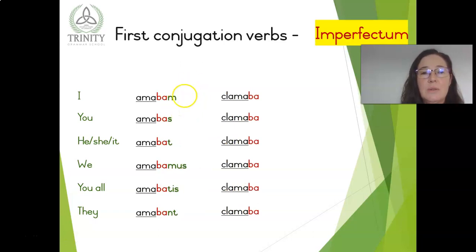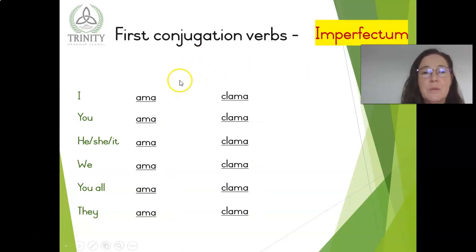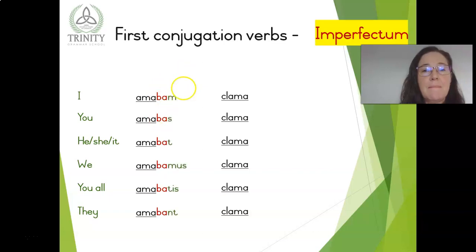Let's do it with, I'm actually going to go back a little bit and repeat what I did, because I see now that I had that extra slide in there. So, let's do that again. We've got amo, amas, amat, clamo, clamas, clamat. I want you at home to now try and do this with me, okay? So, ama, ba, okay, amabam, amabas, amabat, amabamus, amabatis, amabant.